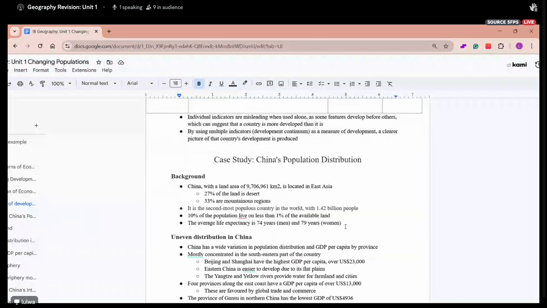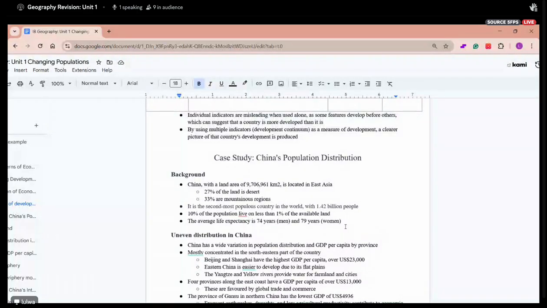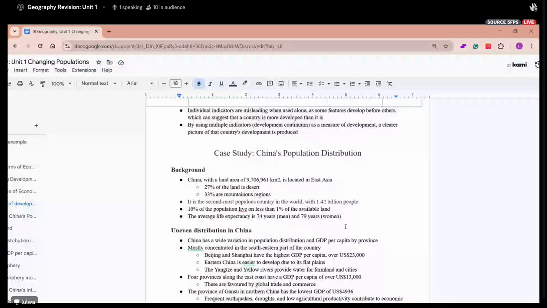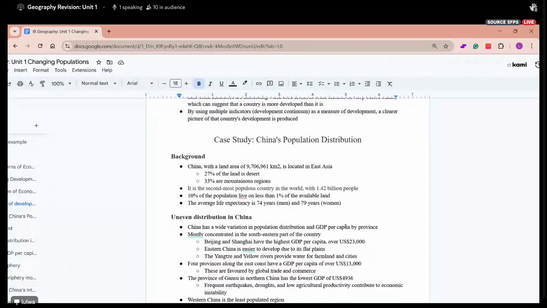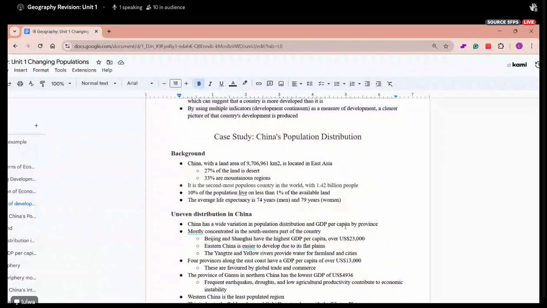So let's look at China. China has a very large land area. It's a huge number. It's located in East Asia. 27% is desert, 33% is mountainous. It is the second most populous country in the world. I don't know right now how it's going, but at the time it was 1.42 billion people. 10% of the population live on less than 1% of the available land, and the life expectancy is 74 years for men, 79 for women.